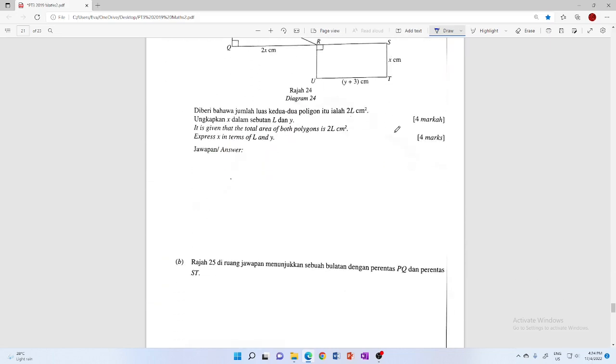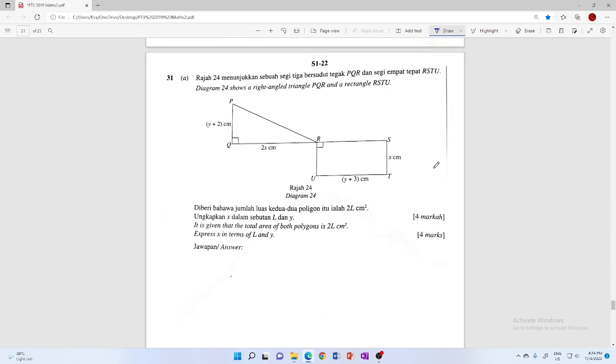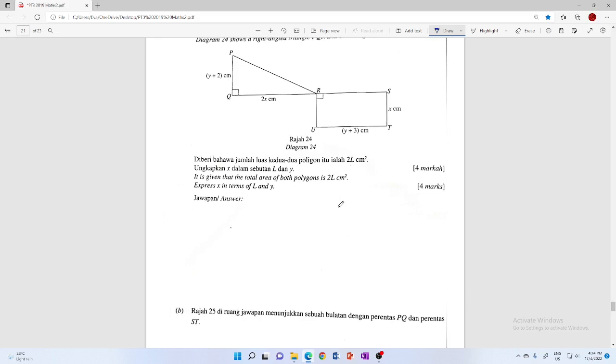Question 31A. This is a right angle triangle and a rectangle. We need to find the total area of both polygons, which is 2L. So the total area of these two is 2L. So we need to find out the area of a triangle.